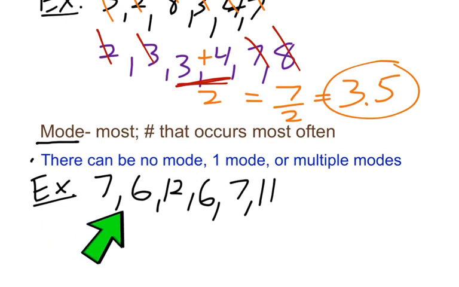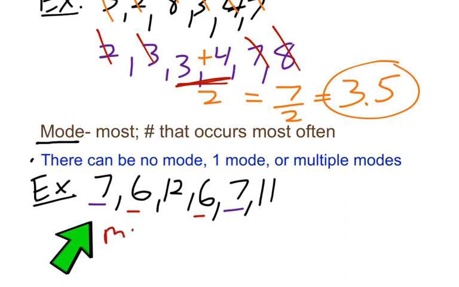And I'm just looking to see what occurs more than once. So 7 occurs twice. And then 6 occurs twice. 11 and 12 only occur once. So 6 and 7, we're going to say the mode is 6 and 7. And the reason that is because they both occur twice.